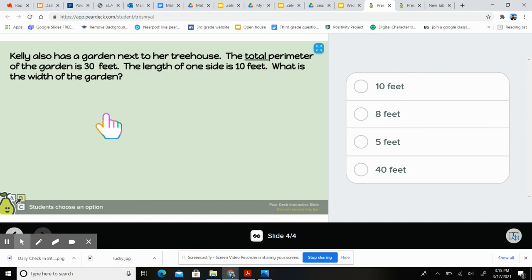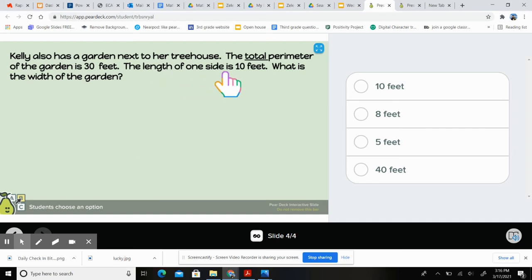For the next question, it says, Kelly also has a garden next to her treehouse. The total perimeter of the garden is 30 feet. The length of one side is 10 feet. What is the width of the garden? So you have to kind of work backwards with this one. If the total of the perimeter is 30 feet, you're going to want to draw a rectangle and then label it 30 because then all four numbers will have to add up to 30.